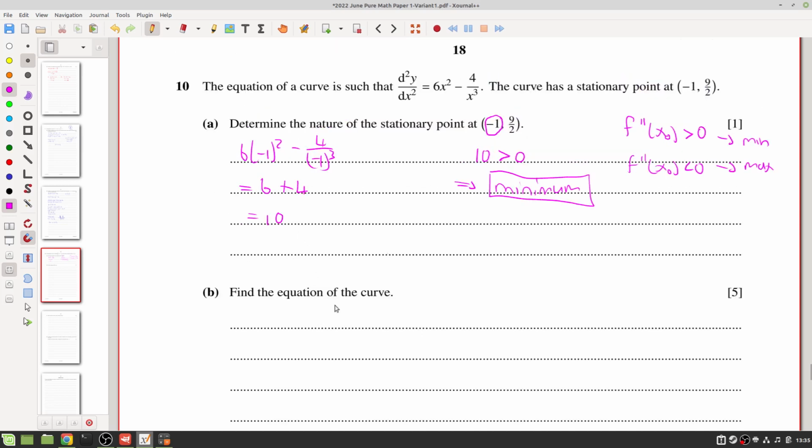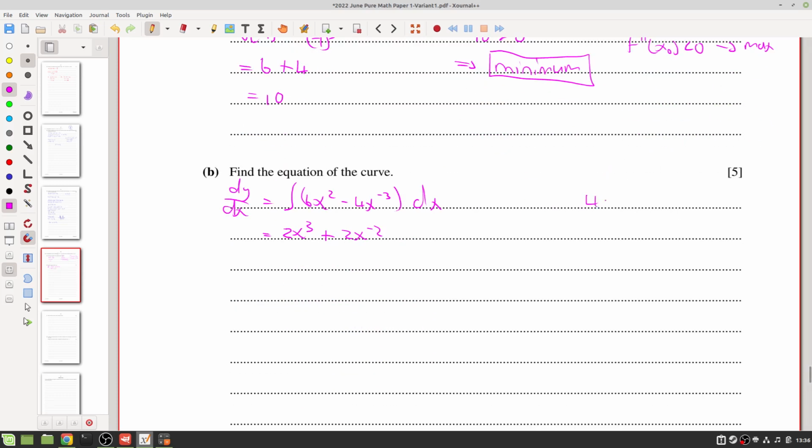Okay, so to find the equation of the curve, let's first find the first derivative. So the first derivative, dy dx, is going to be equal to the integral of the second derivative, 6x squared minus 4x to the power negative 3, with respect to x. Okay, so if we integrate this, we get 6x cubed divided by 3, so that's just 2x cubed. And here we've got 4x to the power negative 2 divided by negative 2, so plus 2x to the power negative 2. Let me just make sure that's correct. So 4x, add 1 to the exponent, divide by the new exponent, so that's going to be negative 2, and there's a negative in front, so it's going to be plus. Yeah, that's right. Okay, and then plus some constant, c or k, whatever you want to call a constant.